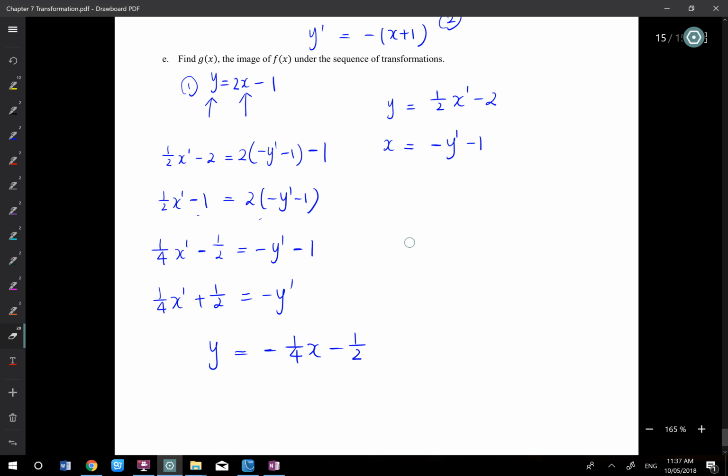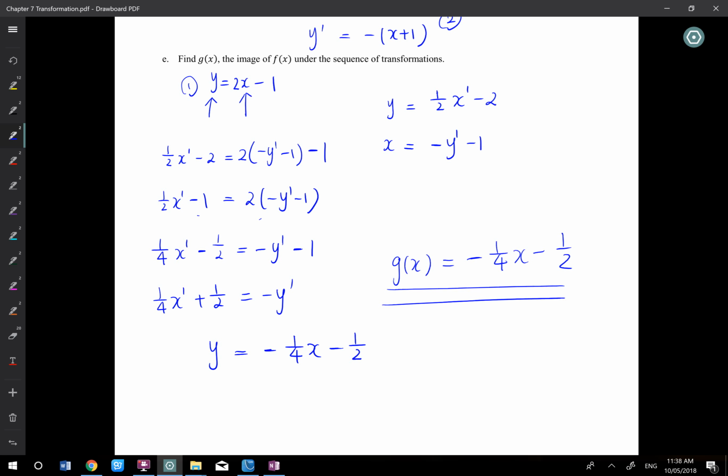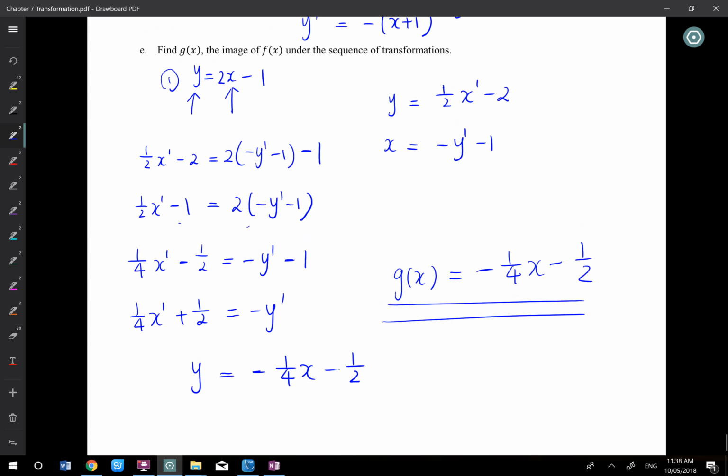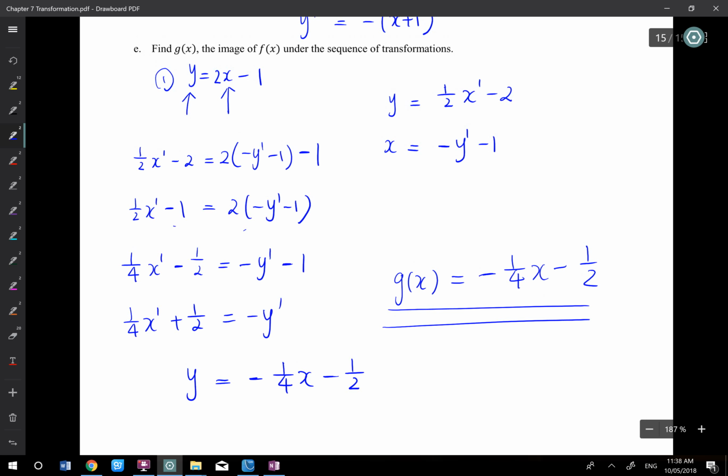So I need to answer g(x), okay? Because it's asking what is g(x). g(x) is minus a quarter x minus a half. I need to answer in that form. Questions?